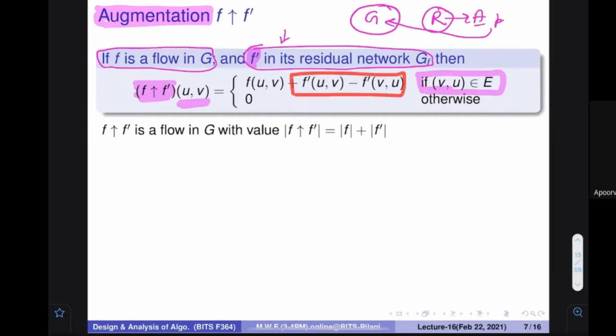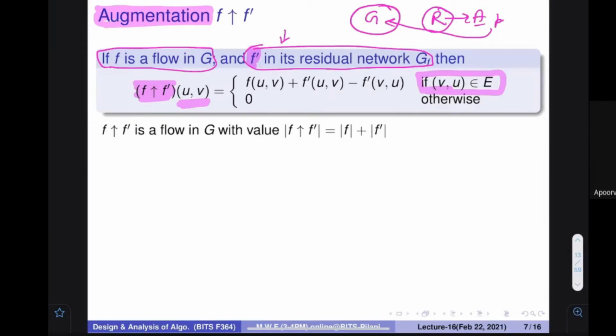So for the time being, let us just stick to this particular formula. We are going to say something about this formula very soon. Otherwise it is 0 for the places where there is no path, so we are not going to touch those places. We are only going to touch those places where this augmenting path exists.